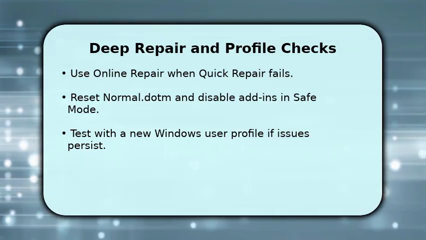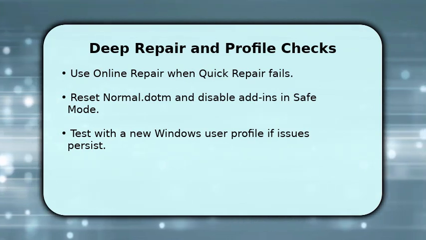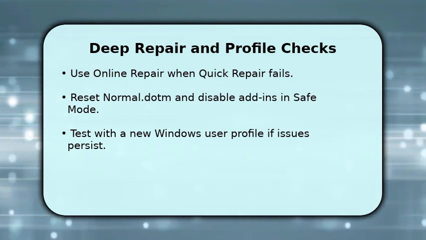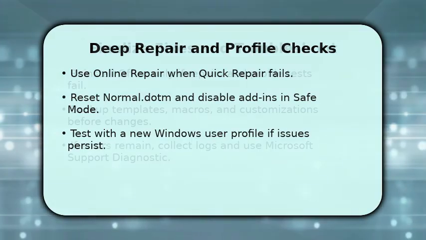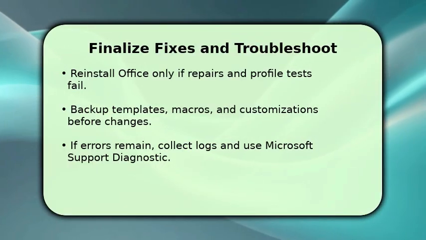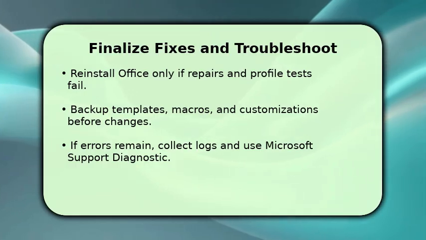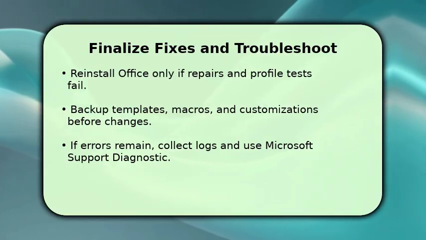Finally, create a new Windows user profile and test Word there to determine whether the issue is system-wide or limited to your user data. After isolating the cause, reinstall Office as a last resort. Make sure you back up normal.dotm, custom templates and macros first so you can restore settings. Once reinstalled, sign into your Office account and sync preferences.